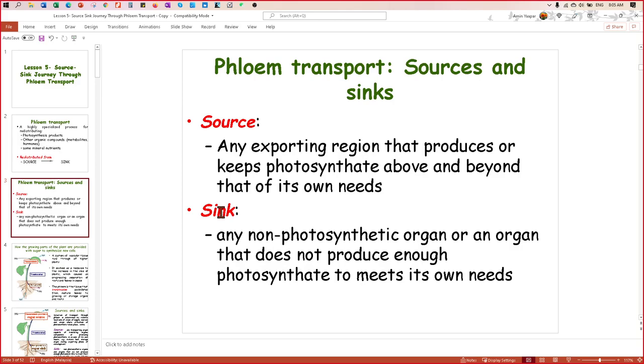And then the sink terminology, even though it says here non-photosynthetic organ, it actually also encompasses any organ. For example, a leaf can be photosynthesizing, but if it's still relatively young, not all parts of the leaf are photosynthesizing enough, okay? It still requires food from the more mature parts. So in this way, it can grow and develop much faster, right?